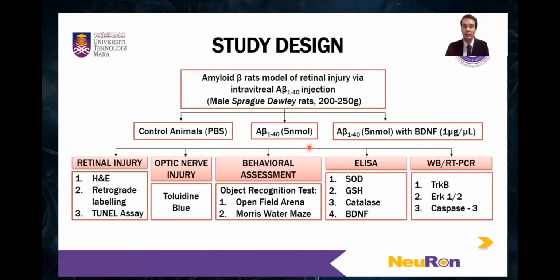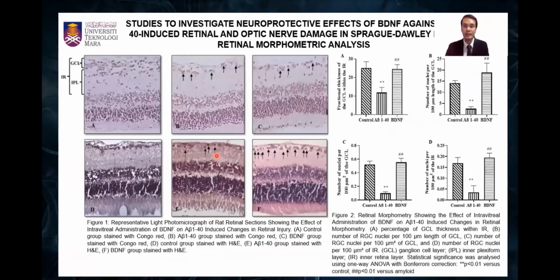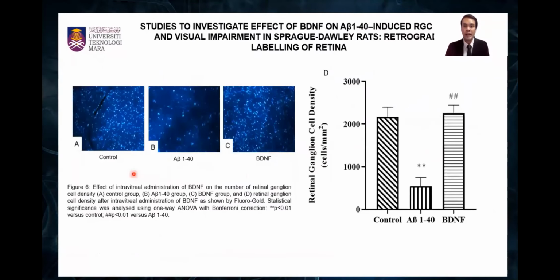In this study, rats were categorized into 3 groups: control, A-beta 1-40 group, and A-beta 1-40 co-injected with BDNF, and rats were subjected to 5 different parameters. First, we wanted to observe the effects on retinal injury using H&E staining. We found that the A-beta group shows a significantly lesser number of retinal nuclei as compared to BDNF and control. Further assessment was done using retrograde labeling, where we injected fluorogold staining, and we found that in the A-beta group, a lesser number of live retinal ganglion cells were observed as compared to BDNF and control.